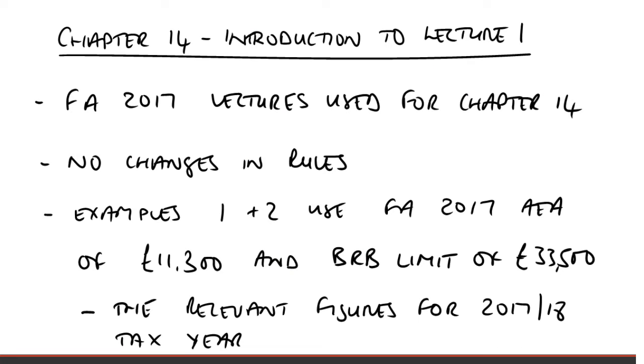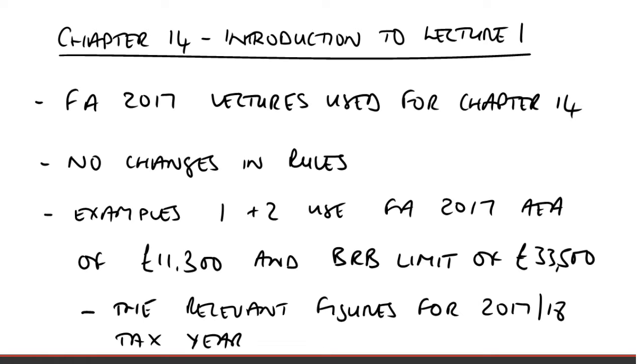Chapter 14 is a large and detailed chapter dealing with the various CGT reliefs that are available to individuals. Here in Lecture 1 we are introduced to one of those reliefs. It's called Entrepreneur's Relief. Again, the clue is in the name, entrepreneur. So it's going to give a relief in relation to the disposal of qualifying business assets.